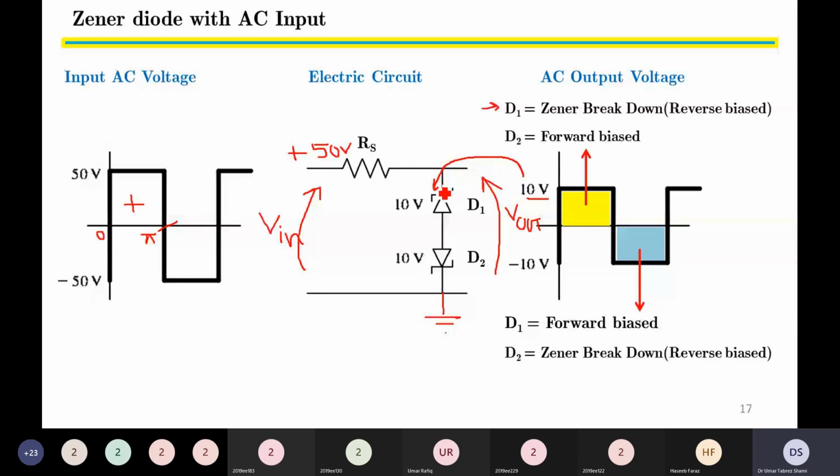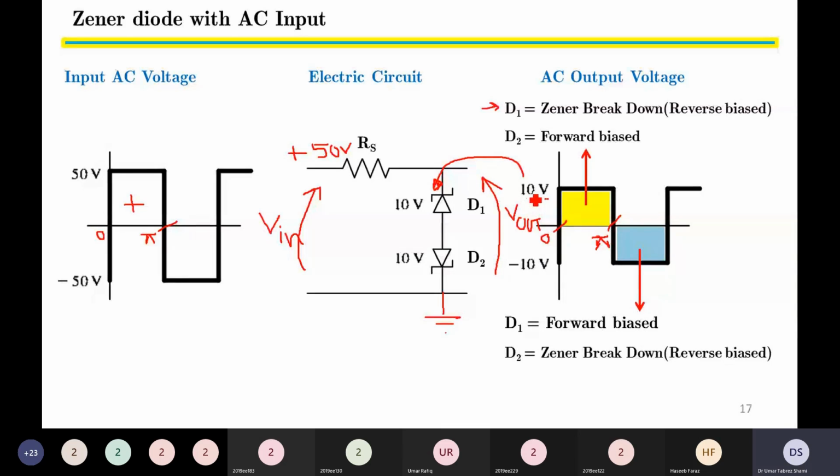Since we are assuming that both Zener diodes are ideal, therefore, unless stated, we will not consider the 0.7 or 0.3 barrier potential. So during the positive half from 0 to pi, the output voltage is positive 10 volts, and this positive 10 volt is contributed by only D1.